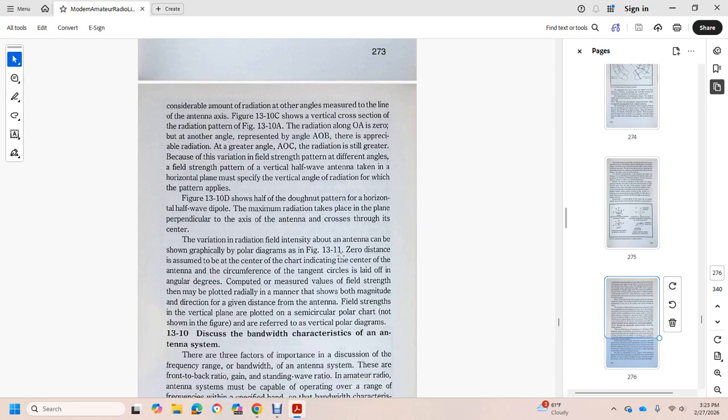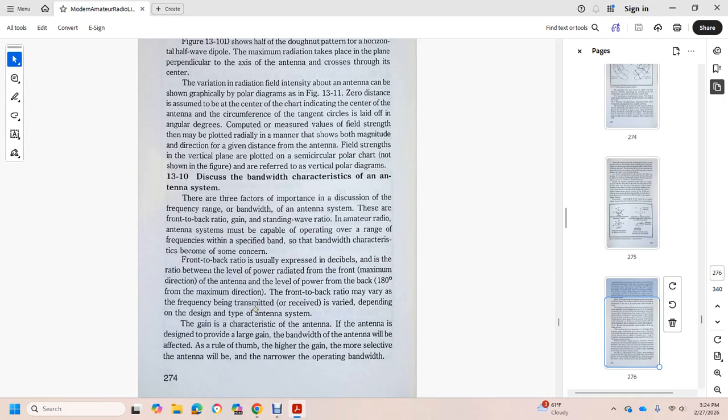Figure 13.11 shows a polar diagram. Assume the center of the chart indicates the center of the antenna, with the circle's tangent laid off in angular degrees. Measured values of field strength may be plotted radially, showing both magnitude and direction, giving the distance from the antenna and the field strength. Vertical plane patterns plotted on a semicircular polar chart are referred to as vertical polar diagrams. Next, discover the bandwidth characteristics of the antenna system.